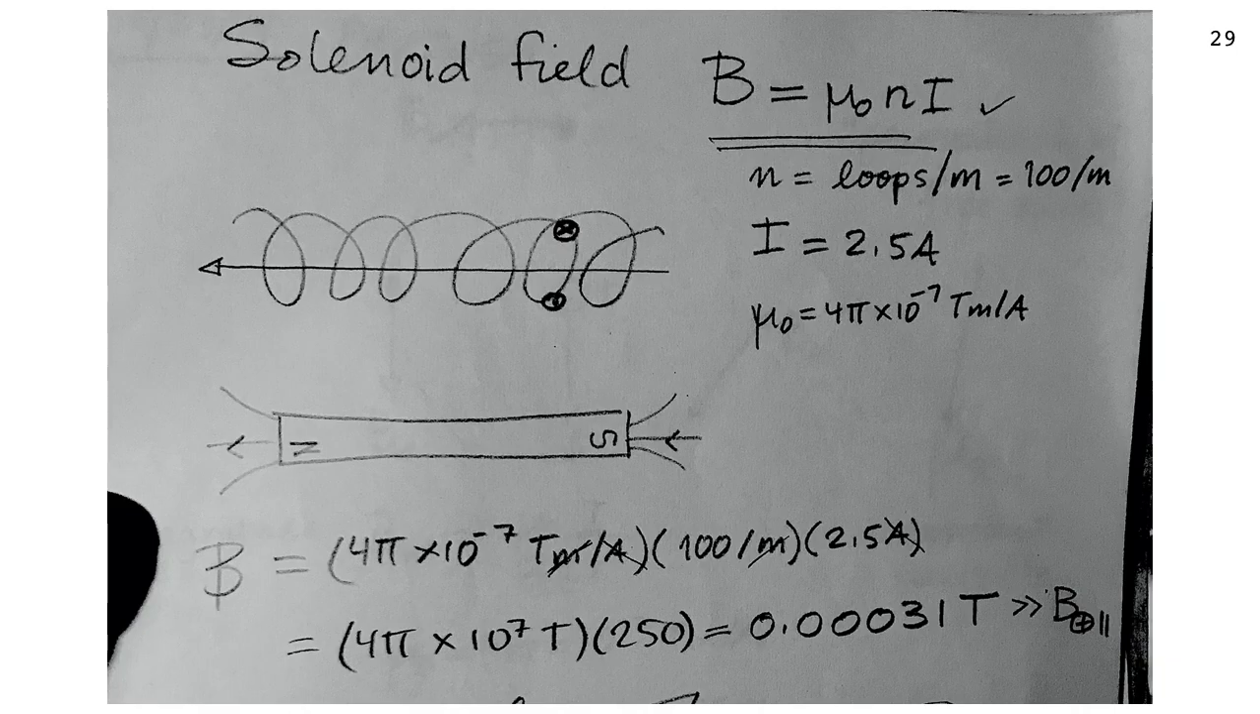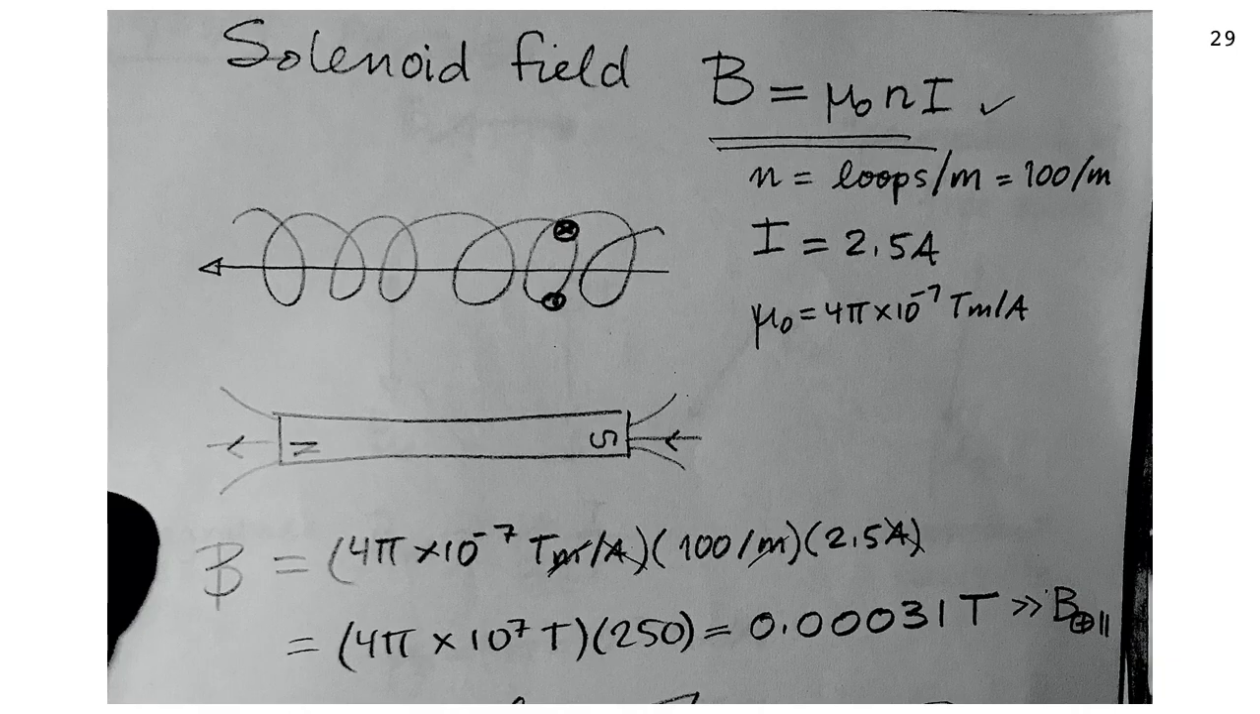All right, so let's calculate. B is equal to 4 pi times 10 to the minus 7 Tesla meters per amp times, let's use 100 loops per meter, so 100 per meter, and then 2.5 amps. So this is something you could build in the lab.